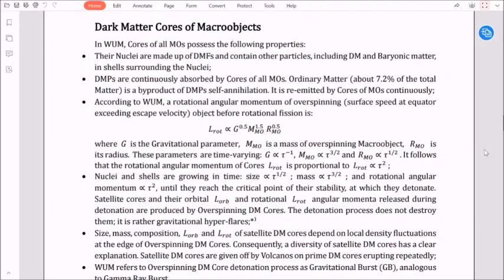Nuclei and shells are growing in time. Size is proportional to the square root of tau, mass to the power 1.5 of tau, and rotational angular momentum proportional to tau squared, until they reach the critical point of their stability at which they detonate. Satellite cores and their orbital and rotational angular momenta released during detonation are produced by overspinning dark matter cores. The detonation process does not destroy them. It is rather gravitational hyperflares.